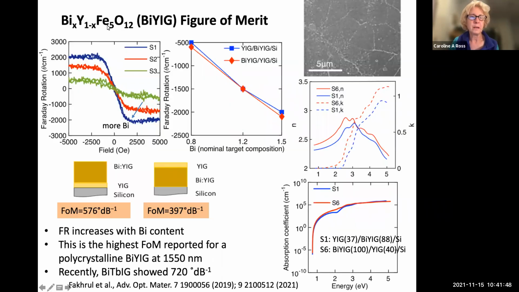First of all, bismuth YIG. As we add bismuth, we improve the magneto-optical property, but the material gets harder and harder to crystallize. So there's a limit on how much one can put in. And we can get quite good figures of merit of these polycrystalline materials, 600 or 400 degrees per decibel, which is actually a pretty good number for an integrated photonic device. And then in some recent work we just published, we found that by using bismuth terbium garnet, we could get even better numbers. So these polycrystalline materials have very good performance.